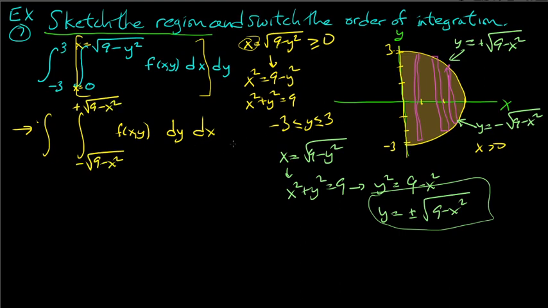Okay. Now what's x doing? Well, the left-hand boundary here is just the y-axis. This is x equals 0, so we're starting at x equals 0. Right? And now, how far right should we go?